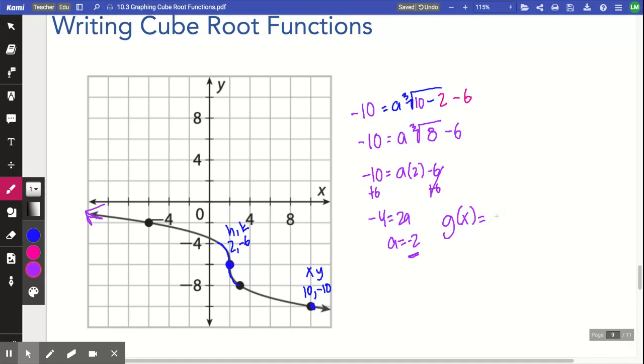Our function, therefore, is g of x equals -2 times the cube root of x minus 2 minus 6. Okay, again, this is +2, so make sure it's x minus 2 in there because the minus sign is already there, and there's our function for that one as well.